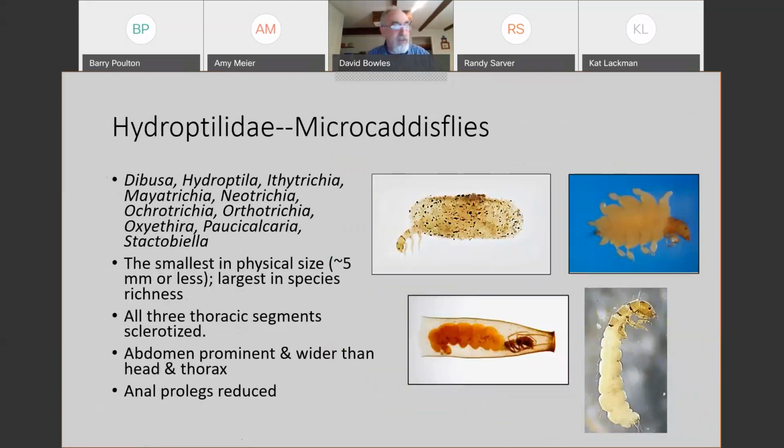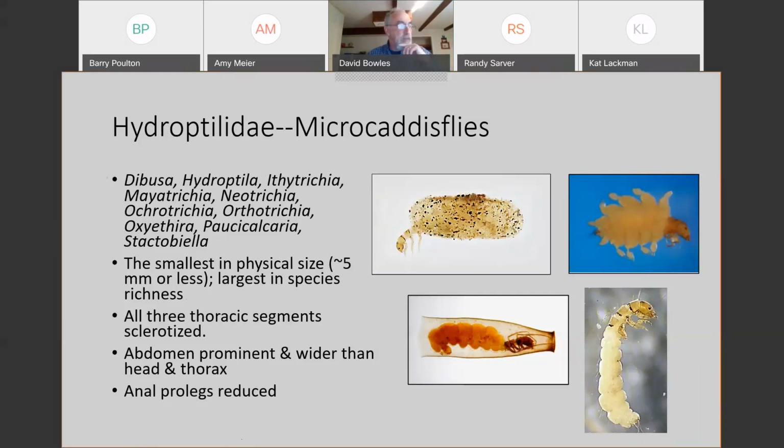Oh, the bane of caddisfly workers. The Microcaddisflies are the Hydroptilidae. Unlike those other 2 families we just covered in the Spicipalpia, these are all over the place in their body forms. We have 10 genera here in the Ozarks: Dibusa, Hydroptila, Ithytrichia, Mayatrichia, Neotrichia, Ochrotrichia, Orthotrichia, Oxyethira, Paucicalcaria, I described that one, and Stactobiella. Most of our species are in 2 genera, and those are Hydroptila and Ochrotrichia.